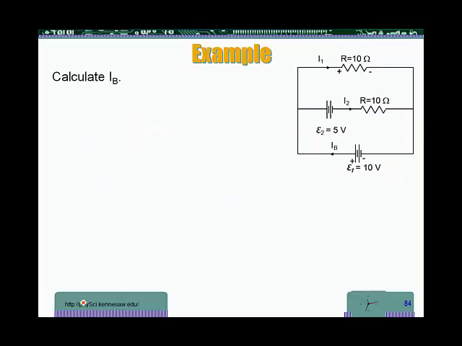So in that particular question, what's IB? We found in the previous question I1 as 1 amp, I2 as 0.5 amps. Now, using Kirchhoff's junction rule, IB for this junction is equal to I2 plus I1. So IB is just 1.5 amps.